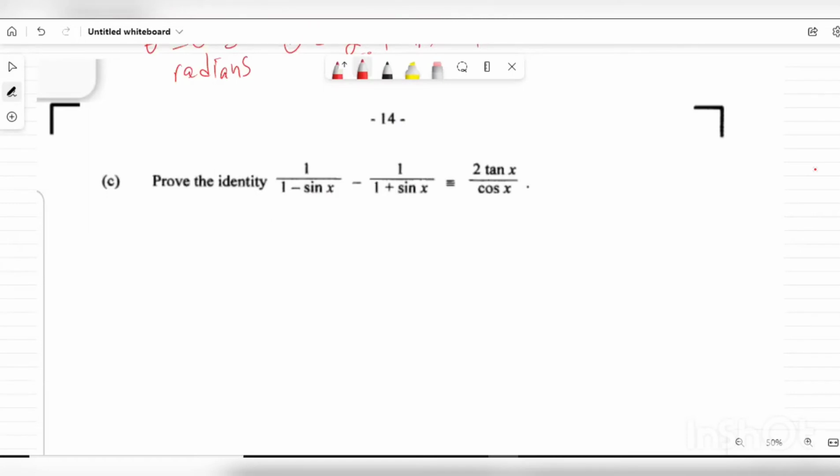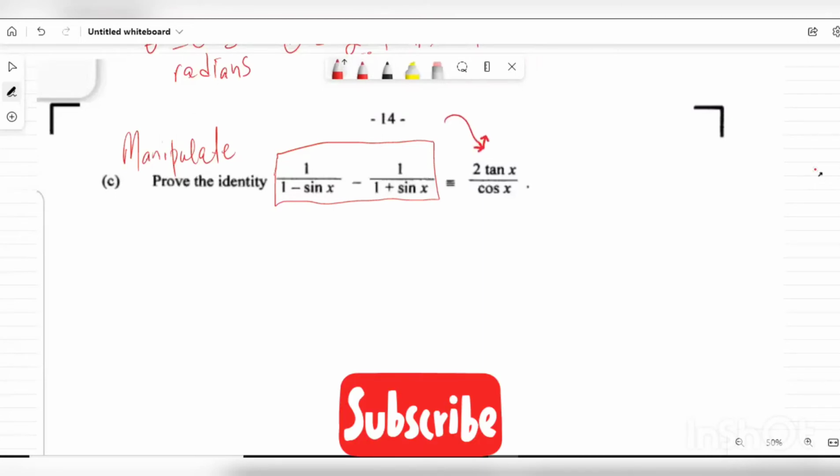Remember, if you get this to prove, you take the left-hand side here and you manipulate it. So you manipulate the left-hand side, and at the end of the day, show that you get this, and you're good. Manipulate it and show that you get that, and you're good if you can do that.